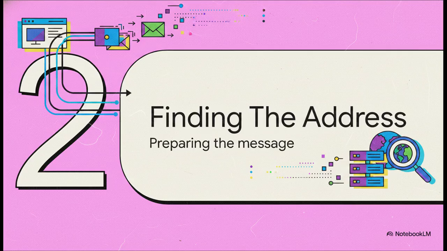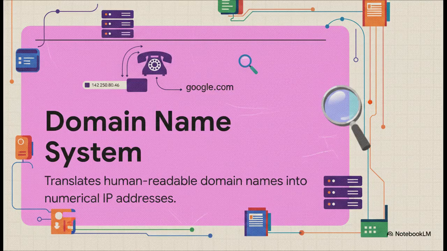Let's get this message prepared. So the whole journey really starts with the domain name system, or what we usually just call DNS. Basically, DNS is the internet's phone book. I mean, imagine if you had to memorize some random huge string of numbers like 142.250.80.46 just to look up a recipe online. It would be a complete nightmare, right? So instead, DNS steps in and translates human-friendly names like google.com into those numerical IP addresses. That way, the routers know exactly where to send your data without you having to do the math.